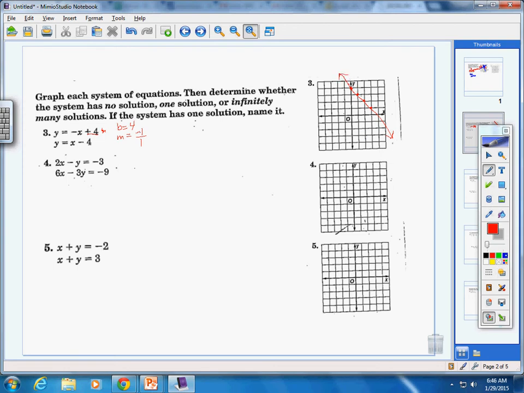Okay, I'll graph the second line in blue. So y equals x minus 4. So let's think again. In order to graph this, my y-intercept is negative 4, and my slope in this case is positive 1 over 1. Those are the only two pieces of information we need. So the y-intercept is negative 4. So on the y-axis, I'll go down to negative 4, and then my slope is up 1 over 1, and up 1 over 1.